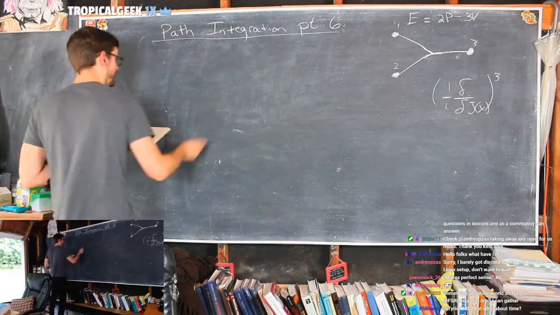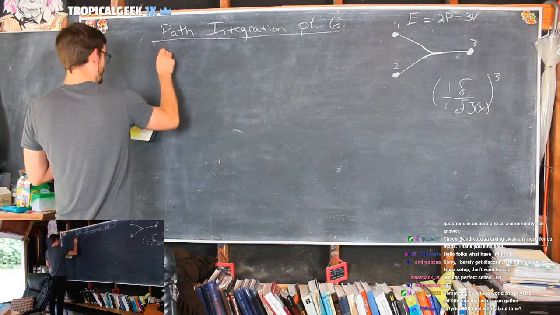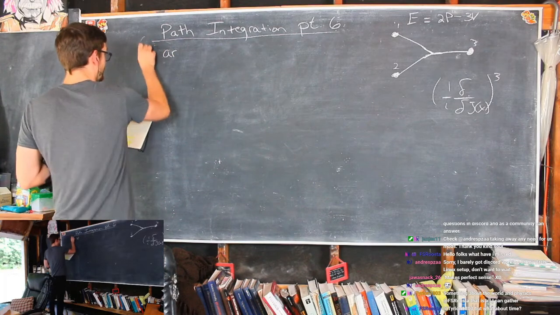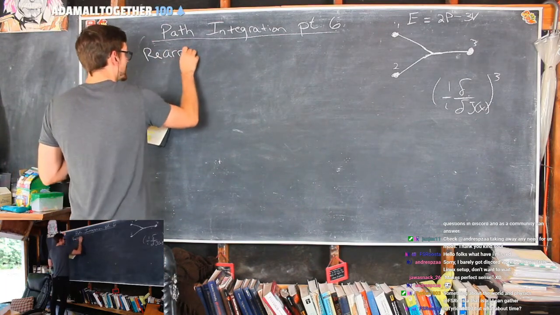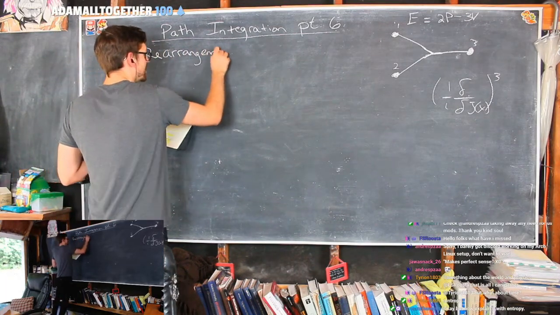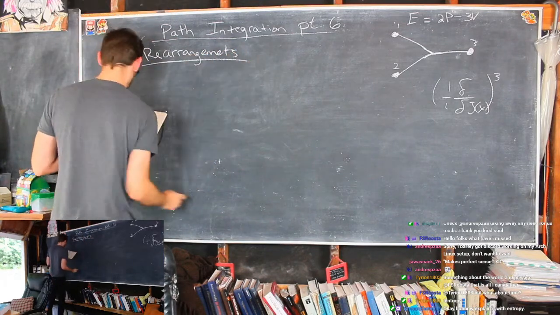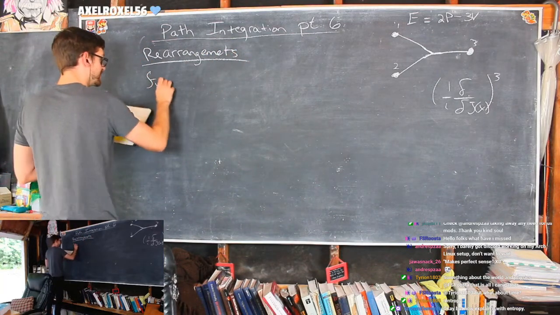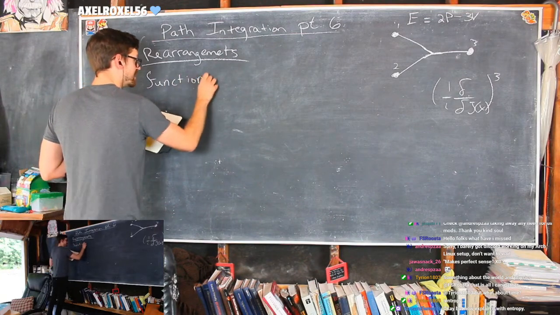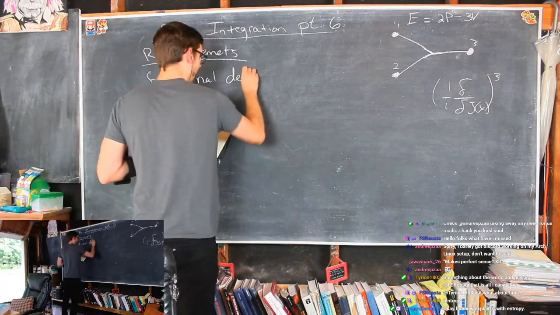That's the first thing. So we'll have rearrangement, okay? And then we'll have a couple different ones. So firstly, let's start with the functional derivatives.